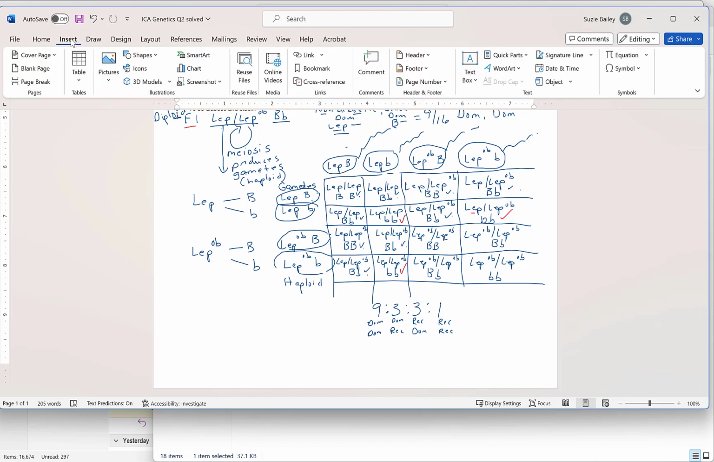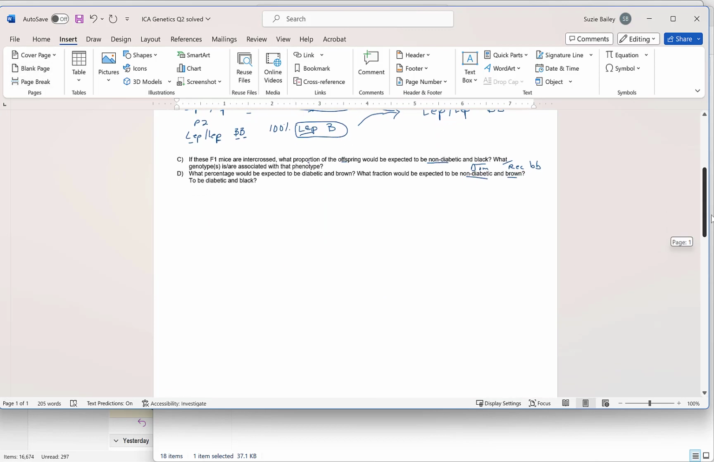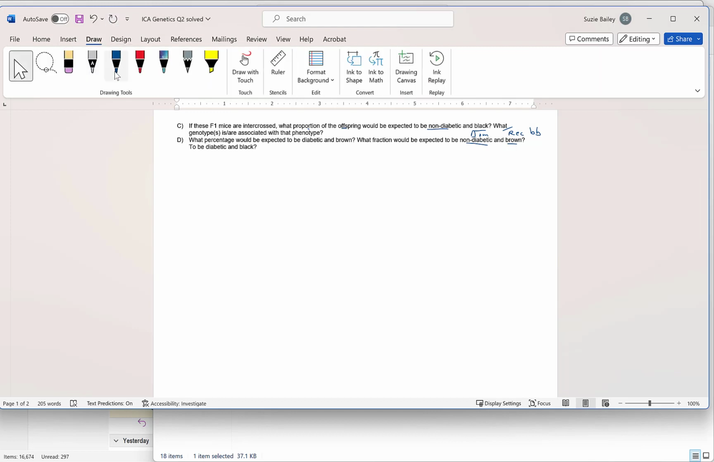So let me give myself some more space to work here. All right, so let's do this a different way. So let's do this with probability. So if the F1 mice are intercrossed, what proportion of the offspring would be expected to be non-diabetic and black, and what genotype is associated with that phenotype? That would actually be our starting point if we wanted to do this using that quicker method and probability instead.